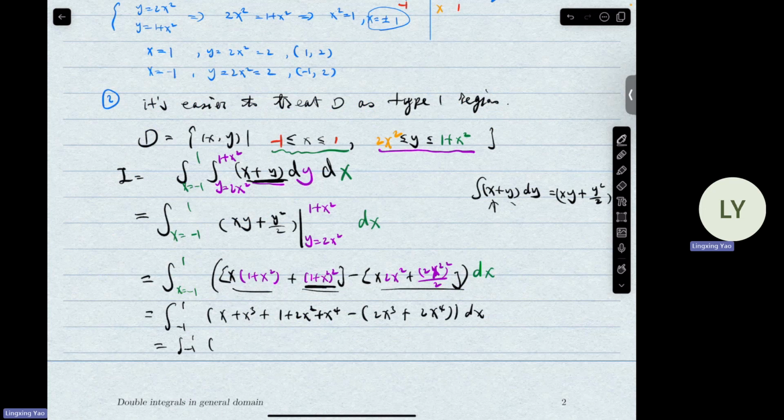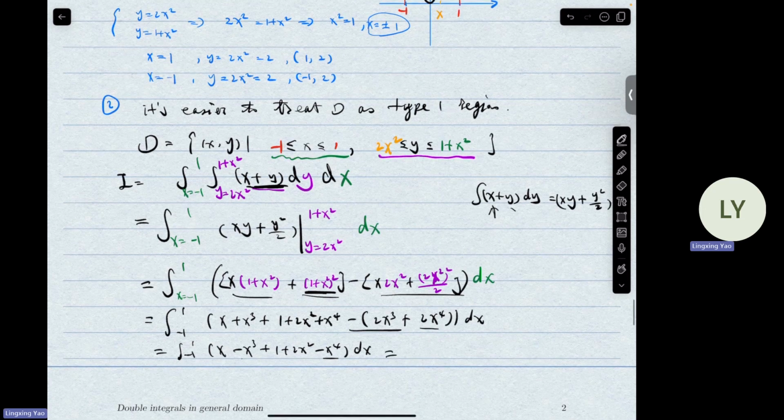Now this is x plus x cubed plus 1 plus 2x squared plus x to the 4. This is the minus 2x cubed, so this is the x cubed. We can combine those two. This is becoming minus x cubed. This is x to the 4, and then this is negative 4x to the 4, so this is becoming minus x to the 4 dx. And then we can find the definite integral quite easily.